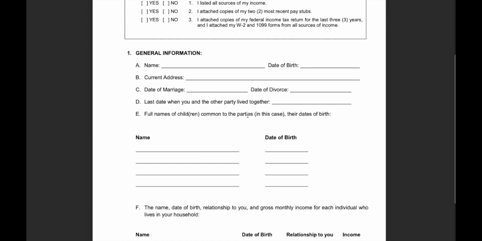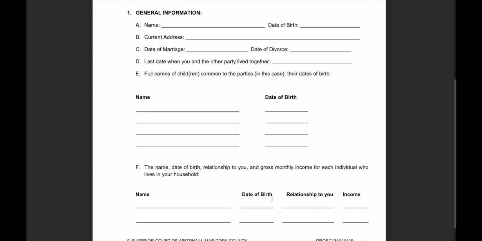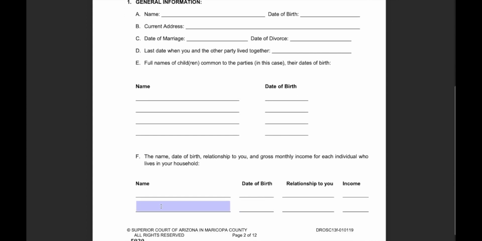Name of children in common to the parties and their date of birth. This is just for children that are under the age of 18. So oftentimes we get older people that come in and their kids are obviously aged out. There's no need to list their names and birthdays. Section F, the name, date of birth, relationship to you, and gross monthly income for each individual who lives in your household. If you have nobody living in your household, there's no need to list this information. But if you don't know the income of the party, just simply put NA.